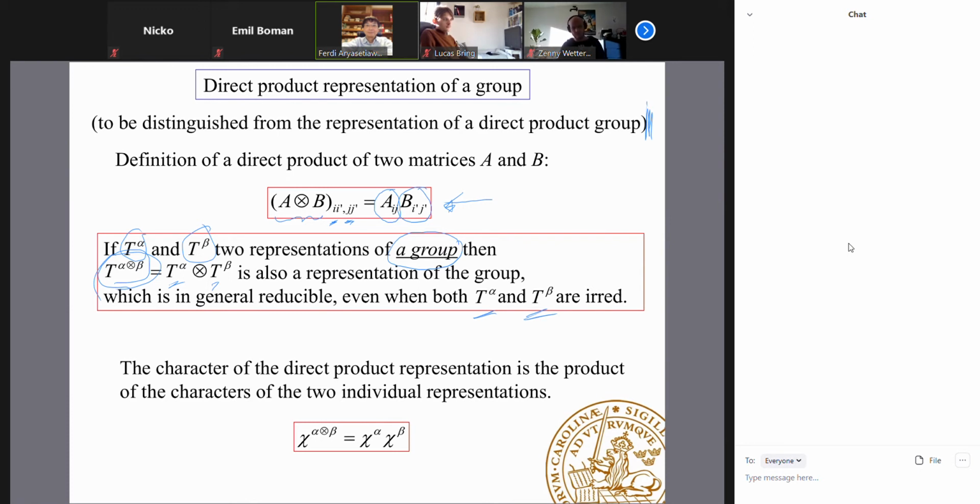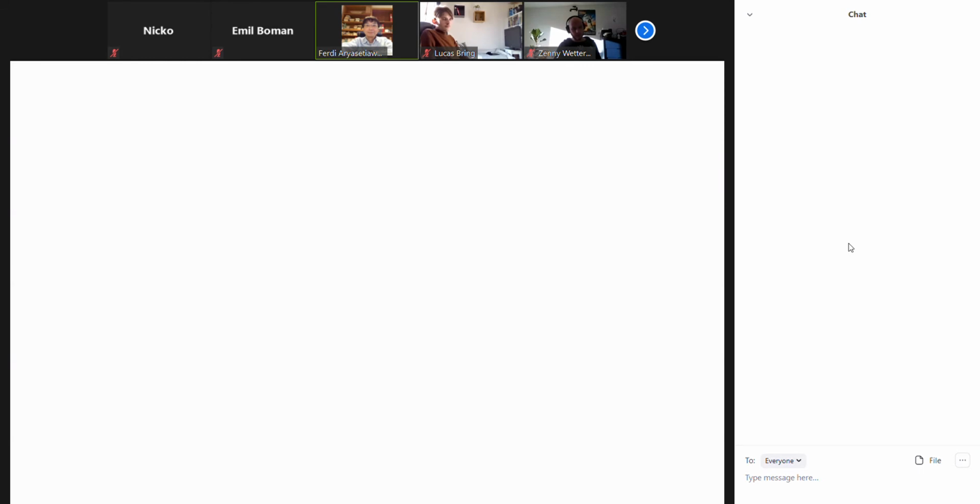Okay, so let's show that in the remaining 5 minutes, and then we can have a little break. This is important, so I want to show this. We have two representations, and we form a direct product representation, T^alpha cross T^beta. Sometimes it's just written with a cross without the circle, but it doesn't matter. It's just a notation.